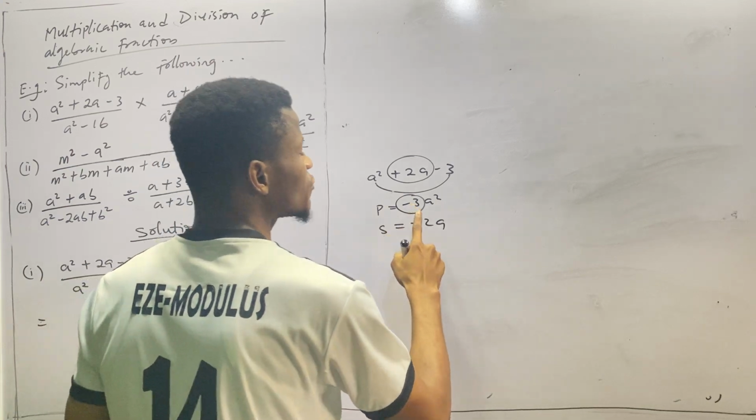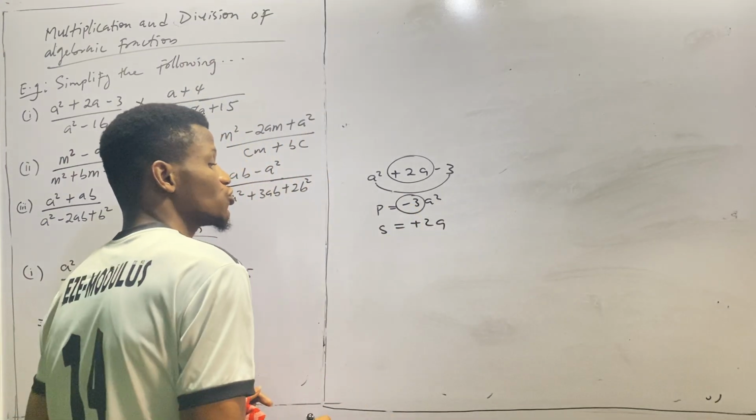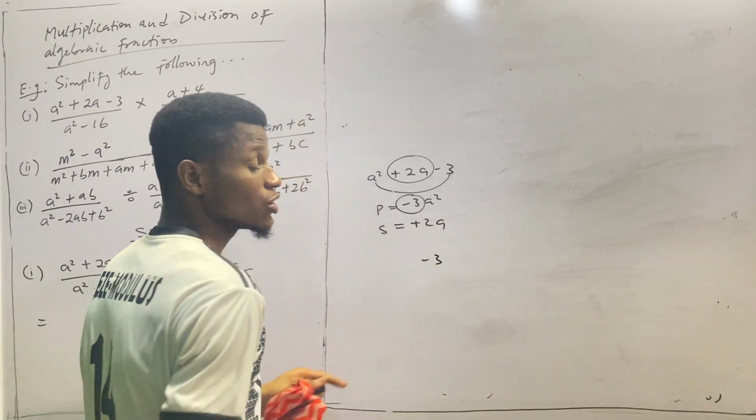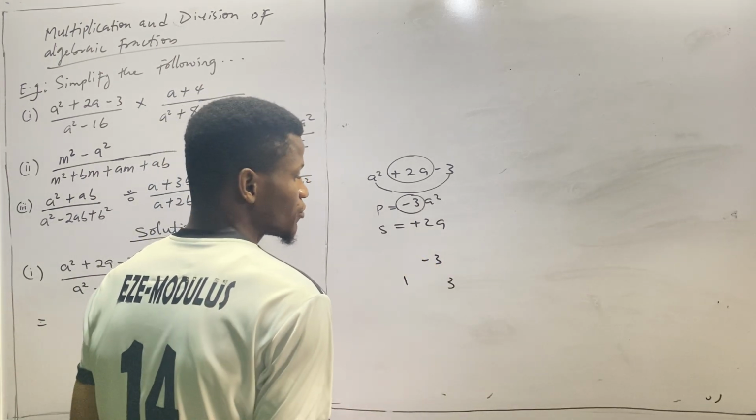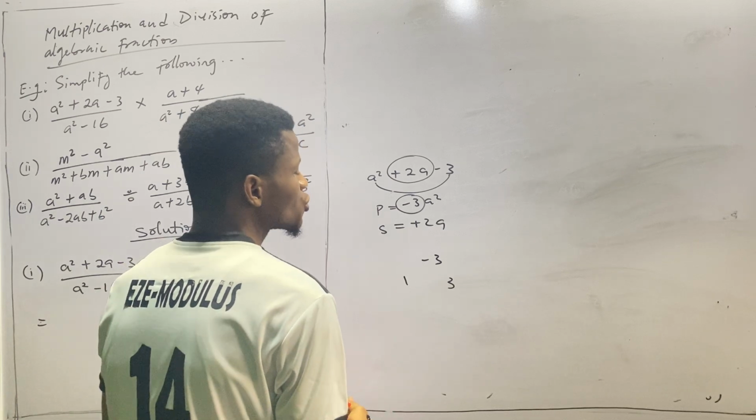If you multiply them, it will give you minus 3. If you add them, it will give you plus 2. So we look for the factors of minus 3. We have 1 and 3, and that is all. All right? So which one are we going to give negative?